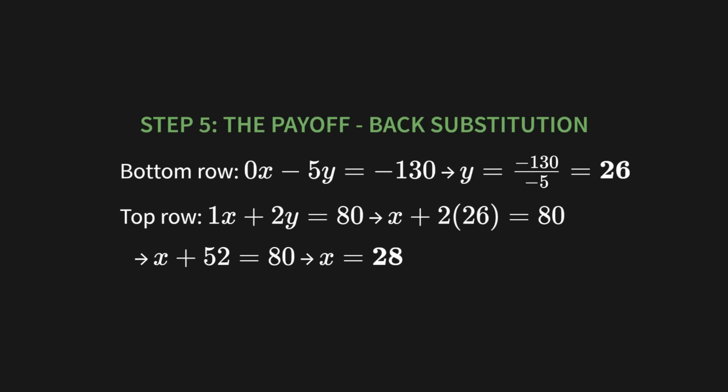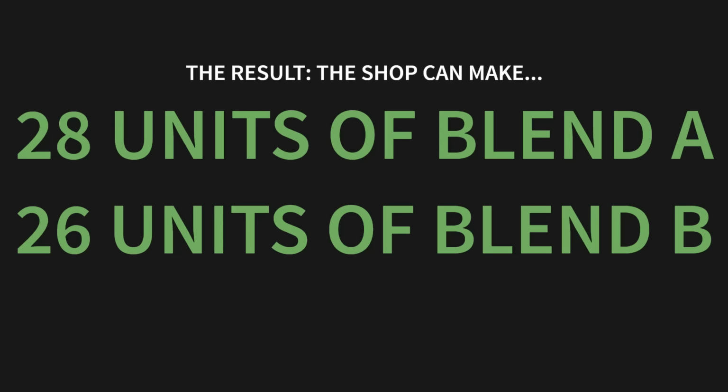Now we take the top row, 1x plus 2y equals 80. We know y is 26, so we plug it in. X plus 2 times 26 equals 80, which means x is 28. The result? The shop can make 28 units of blend A and 26 units of blend B. You just solved a real-world system from scratch.